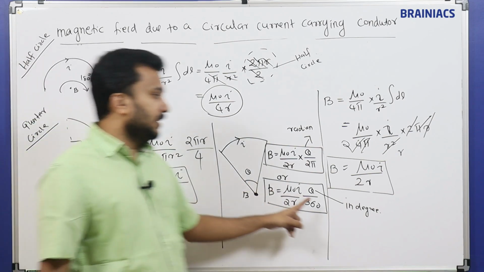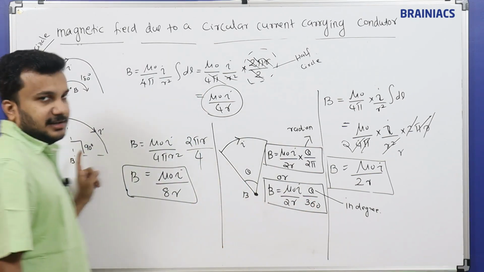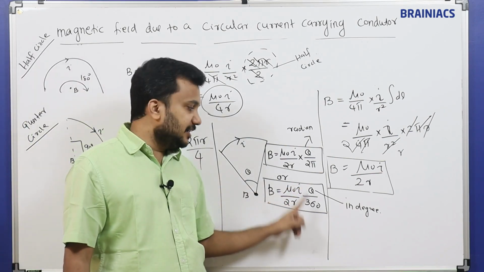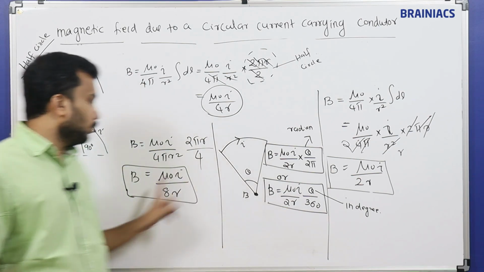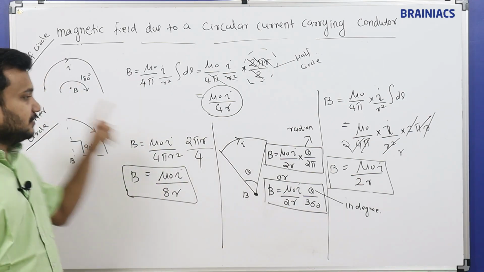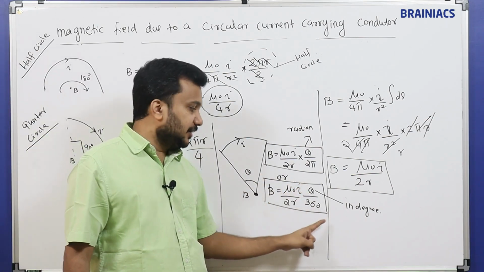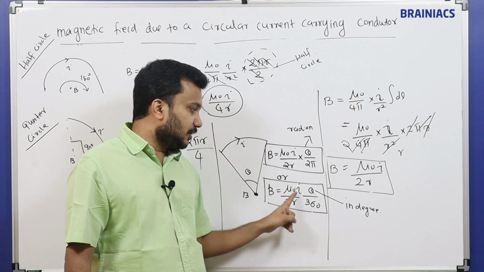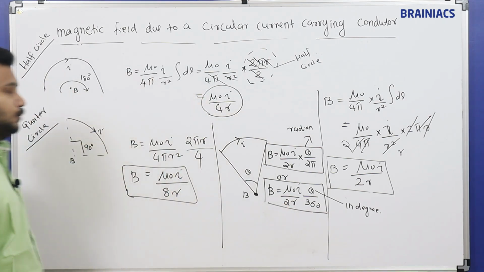So in case of degrees also you can place it like this. If theta equals 90 degree, you can put in 90. 90 by 360 means 1 by 4. 1 by 4 into 2 is 1 by 8. So mu 0 I by 8r. In case of a half circle it is 180 degree. 180 by 360 is 1 by 2. 1 by 2 into 2 is 4r. So mu 0 I by 4r. You will get this relation also.